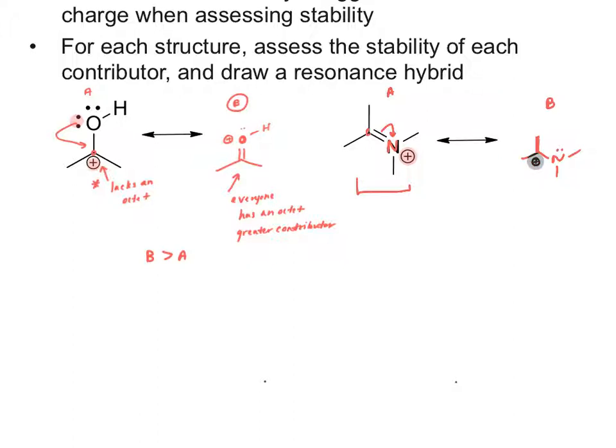Again, we want to put that positive on carbon, but for these two, in structure A, everyone has an octet, and then in structure B, carbon lacks an octet. So again, structure A is greater than structure B here, even though we do have the positive charge on the more electronegative element. So carbon lacks an octet.